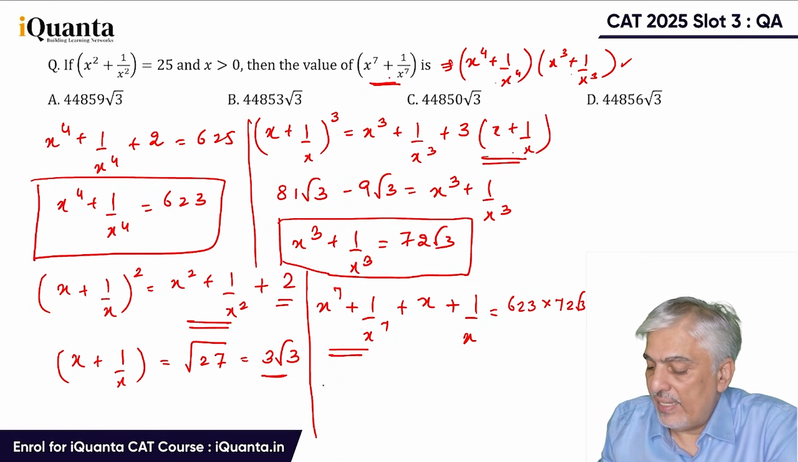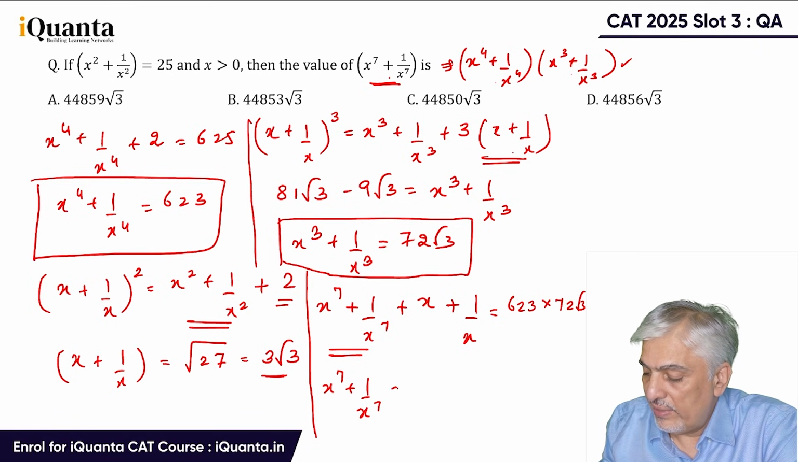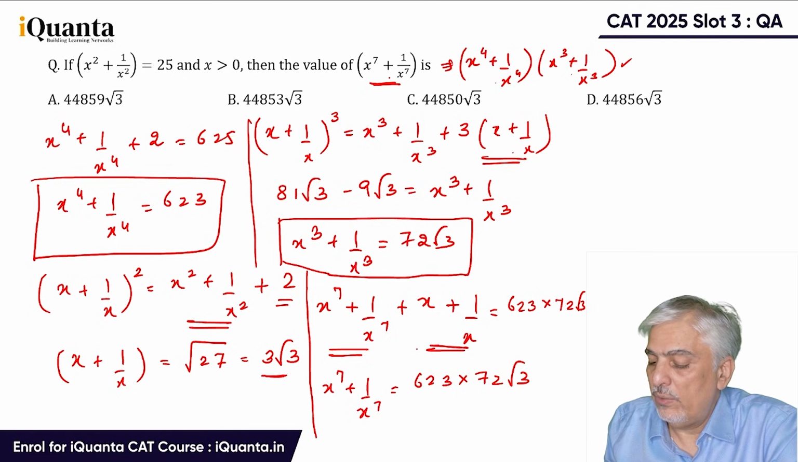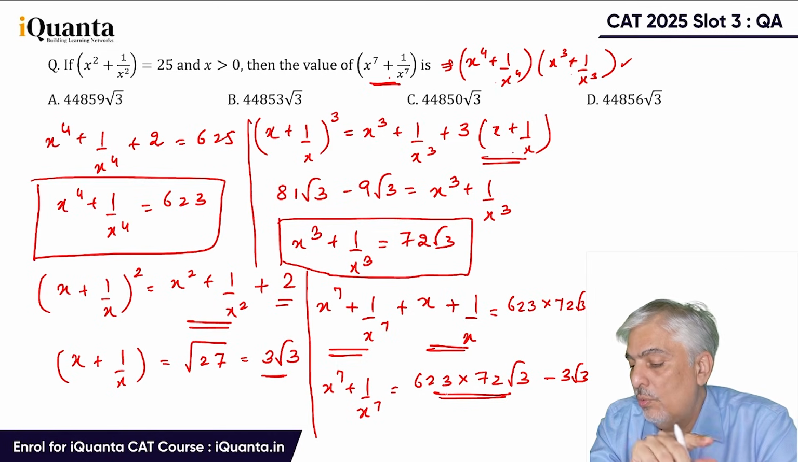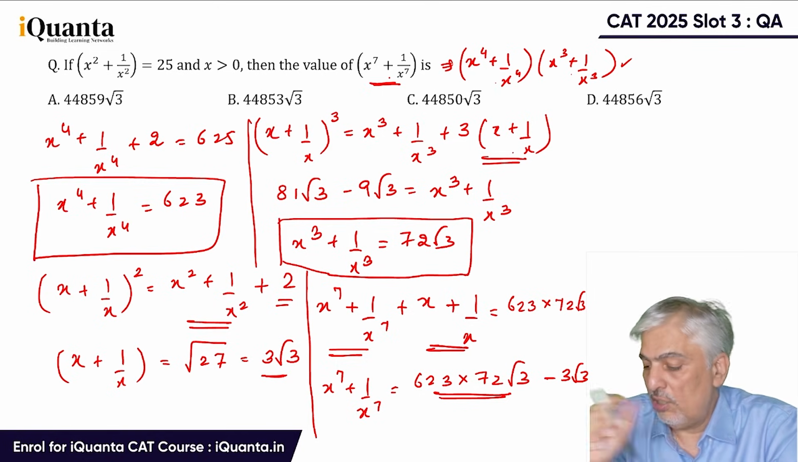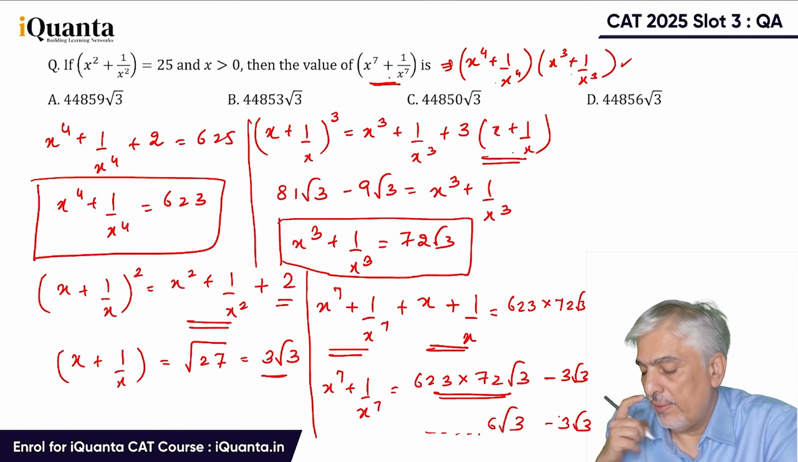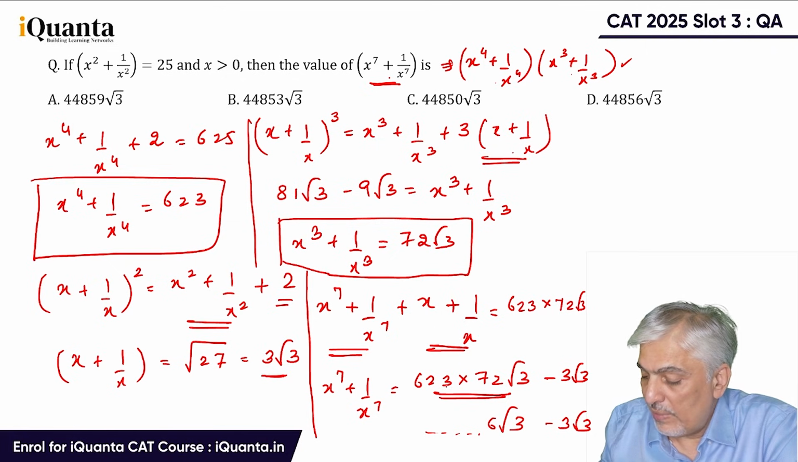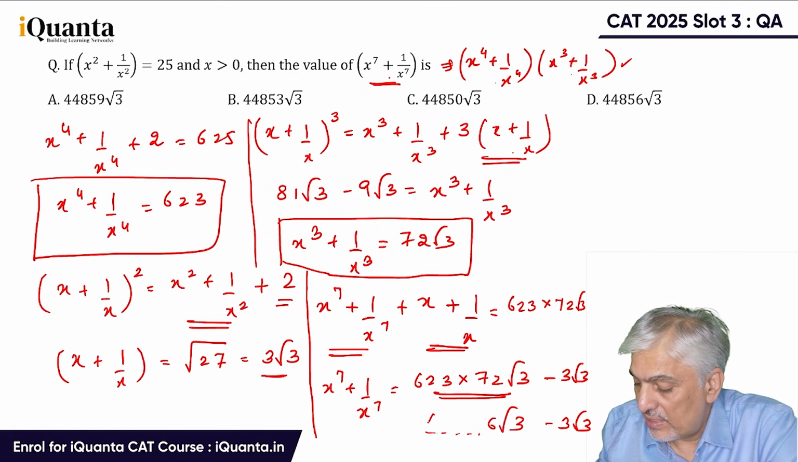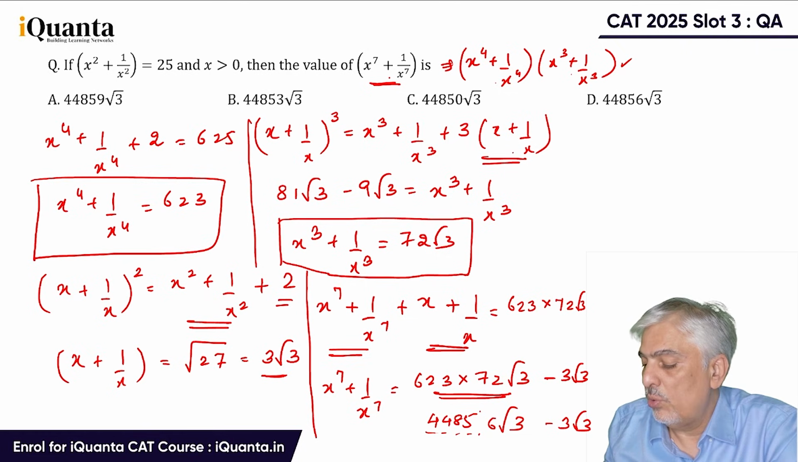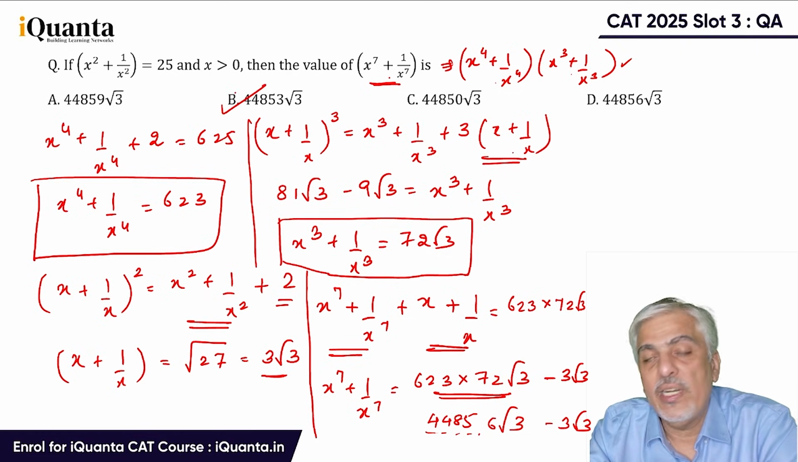I want this. X raised to 7 plus 1 upon x raised to 7 is 623 into 72 root 3 minus this part, which we know is 3 root 3. This answer is also going to be something in root 3. Now, obviously you would want to check it on the calculator, but what you can also do is the last digit over here is going to be 6. So this is some big number, 6 root 3 minus 3 root 3. Final answer has to come in form of last digit 3 root 3. So this multiplication, just to tell you, was 44856. 44856 root 3 minus 3 root 3 would give you 44853 root 3.